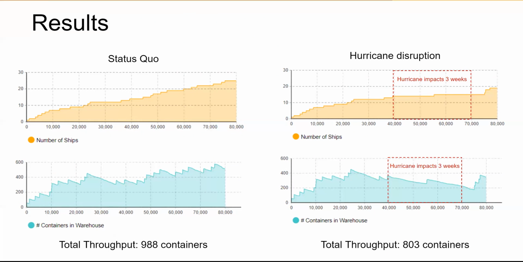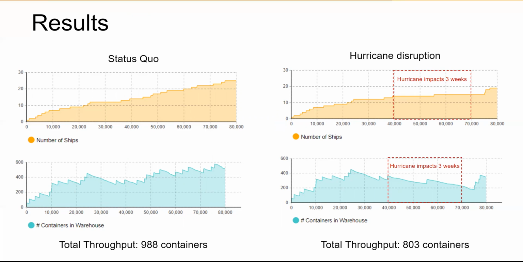To observe the impact of a storm, the hurricane button was pressed at 40,000 minutes and then turned off at 70,000 minutes. You can think of 10,000 minutes as being roughly equal to 1 week. So this is equivalent to running the model for about 4 weeks, placing a hurricane disruptor in the system for 3 weeks, and then removing it for 1 week.